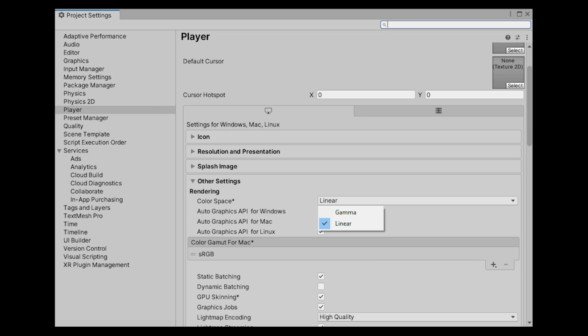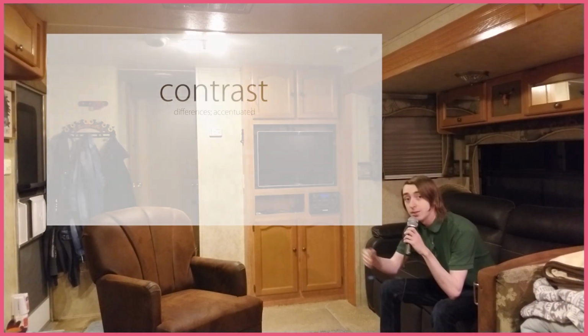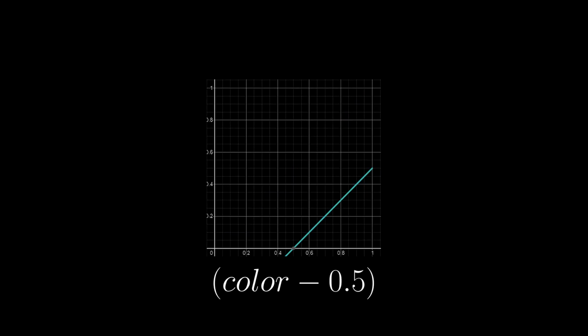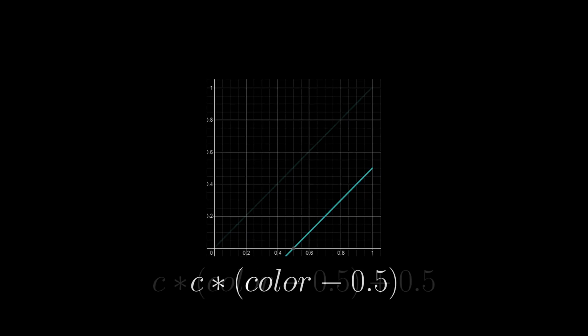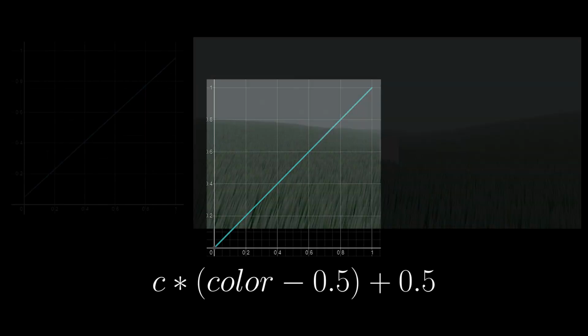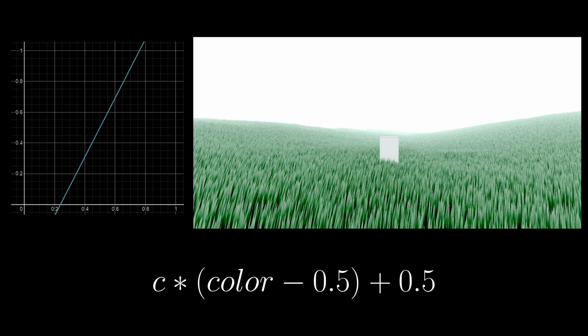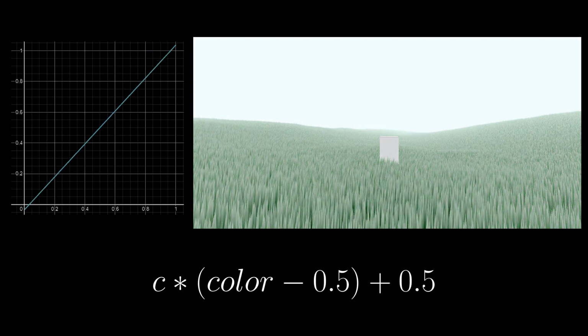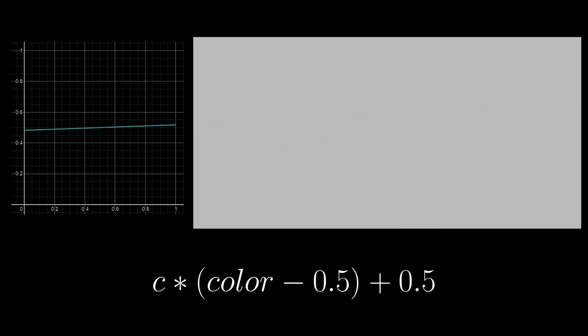With that out of the way, do you find that there isn't enough of a difference between lights and darks in your renders? Or perhaps your colors aren't washed out enough? Introducing contrast. By taking your color, subtracting 0.5 from it, multiplying it by a contrast value, and then adding the 0.5 back to it, you can adjust the gain of your color so that dark colors become darker and light colors become lighter. But wait, there's more.